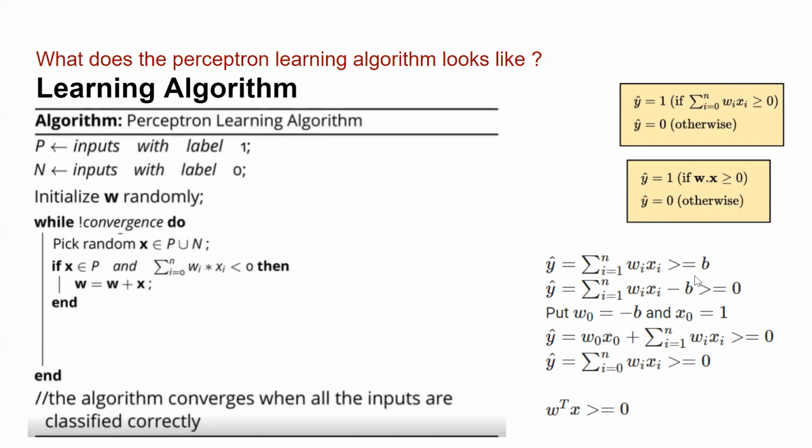Now, I'm just making some simple adjustments. I'm throwing this B from RHS to LHS, so the sign will change. After that, I'm saying that let this minus B be equal to W0, and X0 is equal to 1, right? If I make this assumption, can I write y cap equal to W0 X0 plus summation of Wi Xi, where i varies from 1 to n?